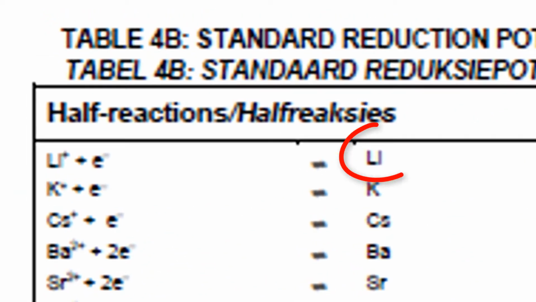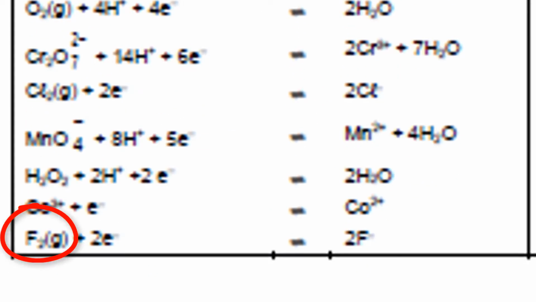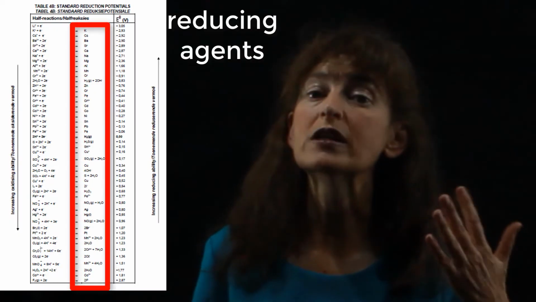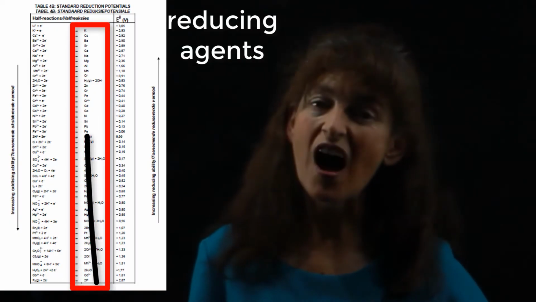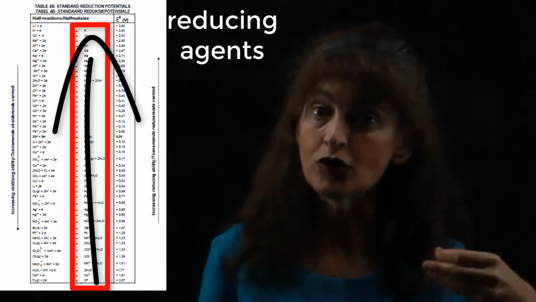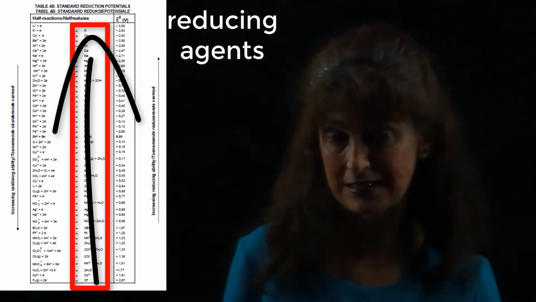In the South African examination data sheets, we are given two such tables, and I'm going to be referring to table 4B. How do we recognize that one? We see that lithium is in the top right and fluorine is in the bottom left. This is important. Why? Because in this particular version of the table, on the right, we get reducing agents, and the higher up on the right, the stronger the reducing agent.